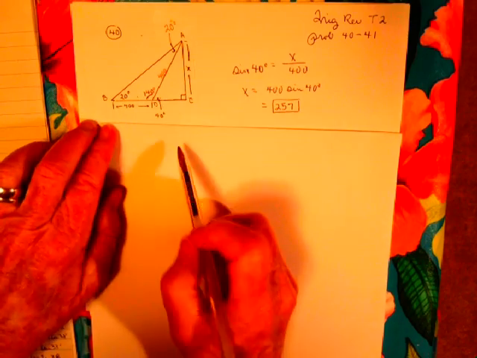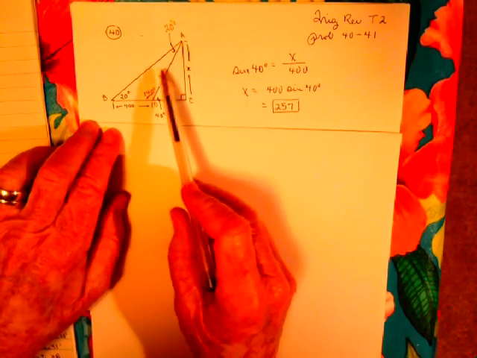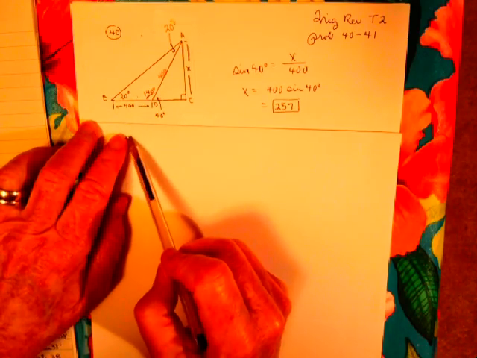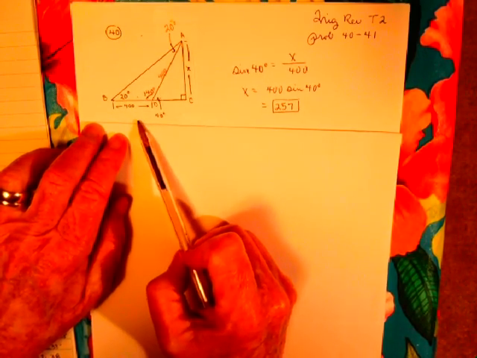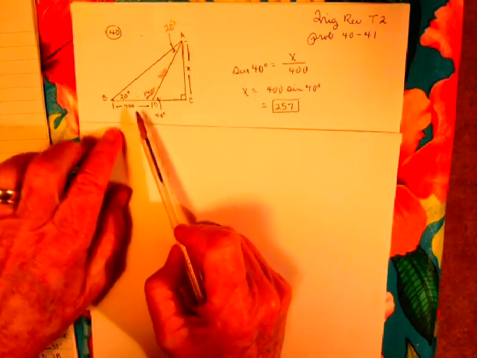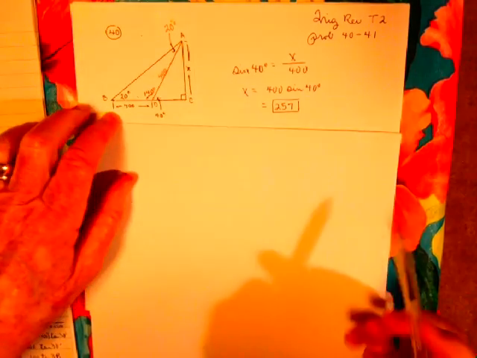We were able to work this problem this way because when we did a little geometry, we found that these two angles were the same, and that told us that this was an isosceles triangle. So therefore this side and this side were the same length.